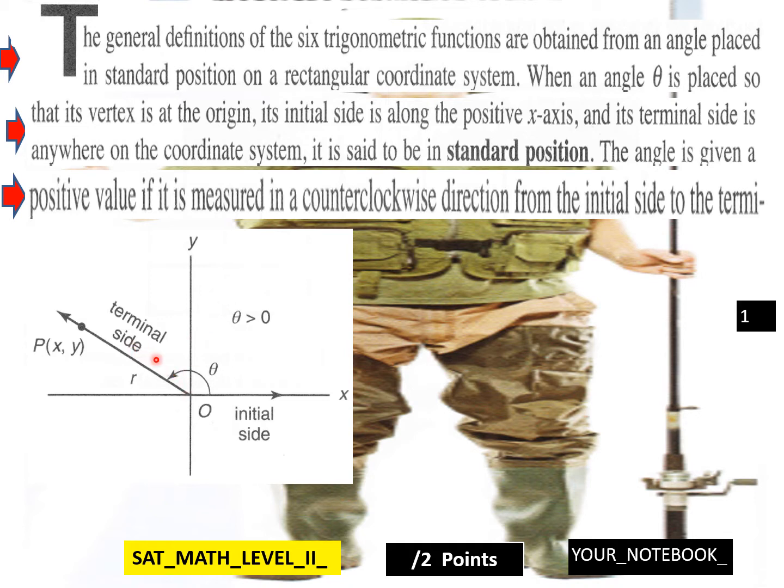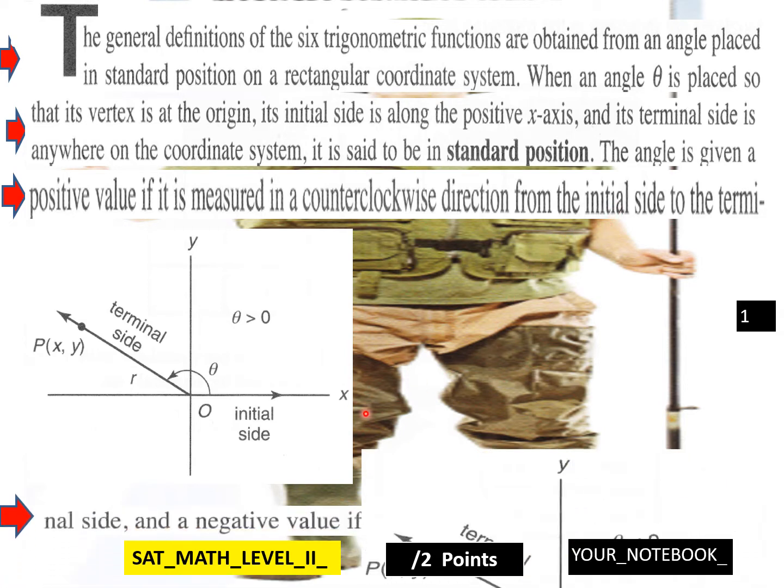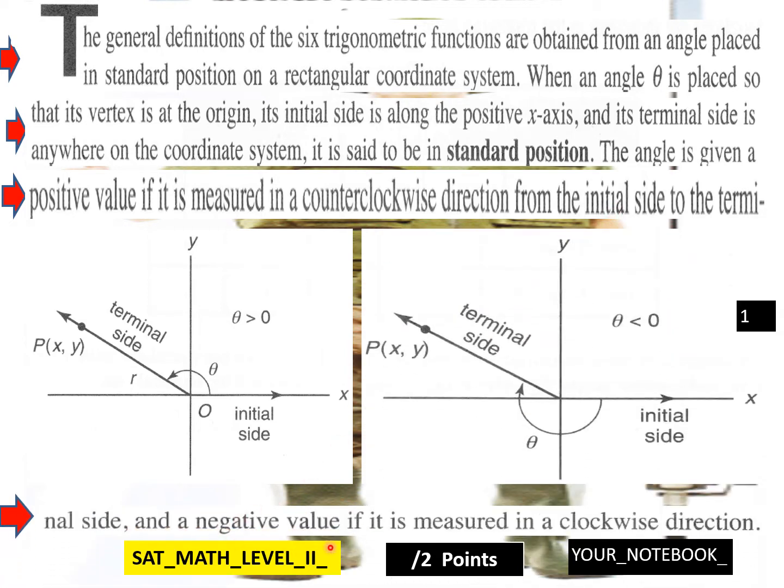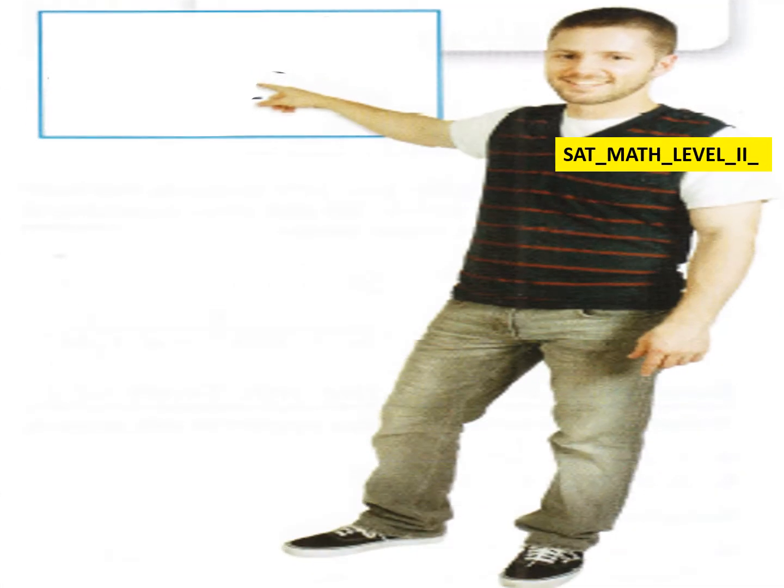So here is an example. Here's theta. Here's a terminal side. If it is measured in a counterclockwise direction, so if we go in this direction, it's positive. This direction would be negative, from the initial side to the terminal side. The negative value is if it's measured in a clockwise direction. So this would be a negative theta, and this would be a positive theta over here.